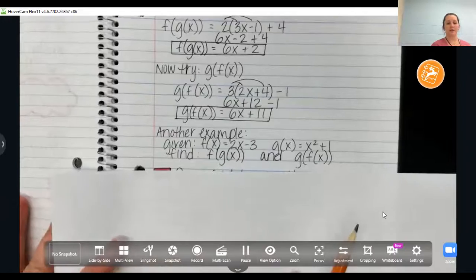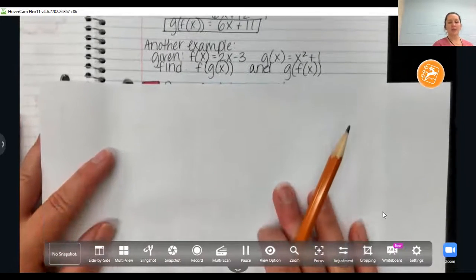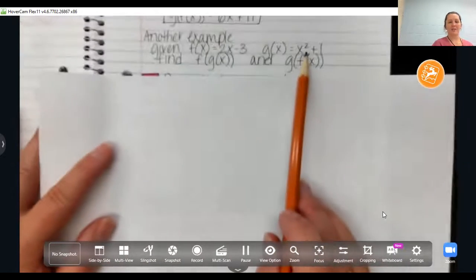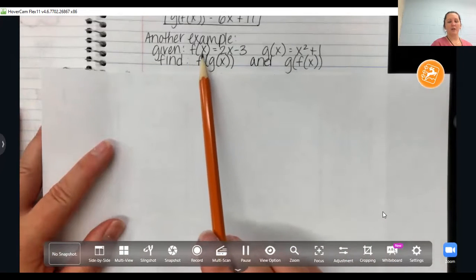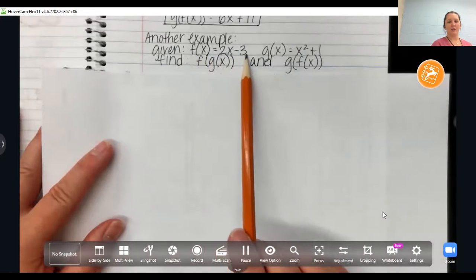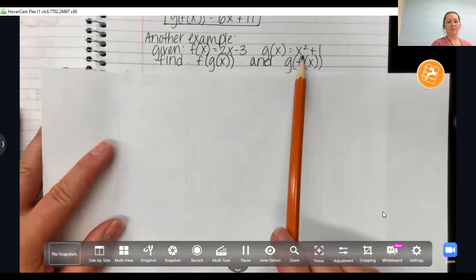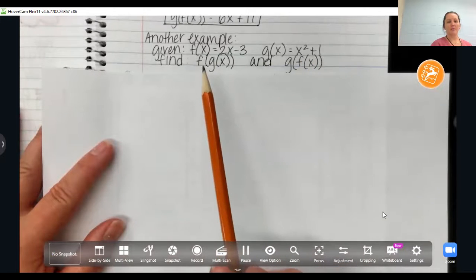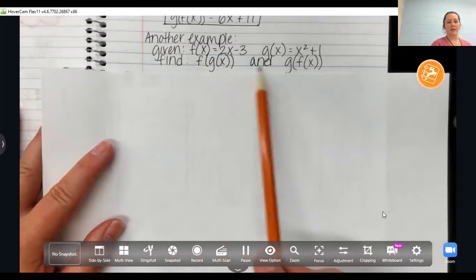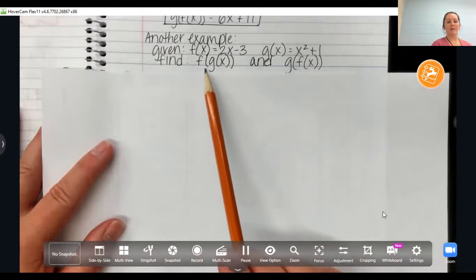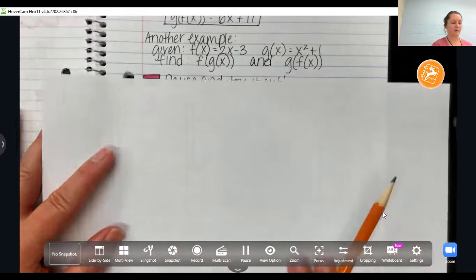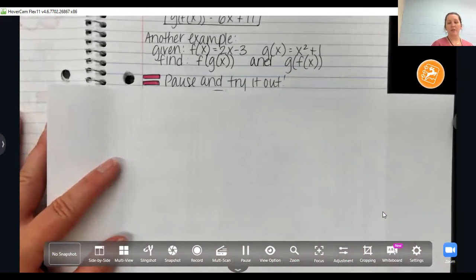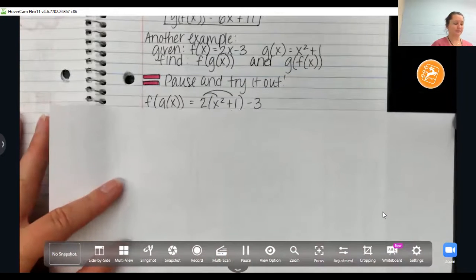So here's another example, because sometimes when we get exponents here, it gets a little bit tricky, right? So here's our given, f of x equals 2x minus 3, and g of x equals x squared plus 1. So we're going to find f of g of x, and we're going to find g of f of x, just like we did in the last example. So pause the video, try this out on your own paper, and then come back and we'll do it together.